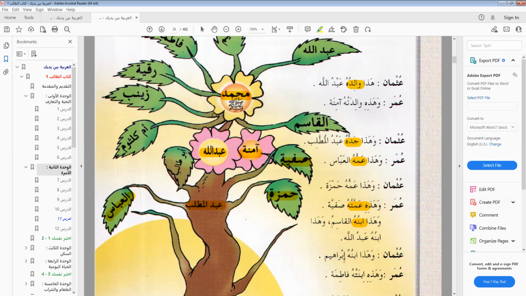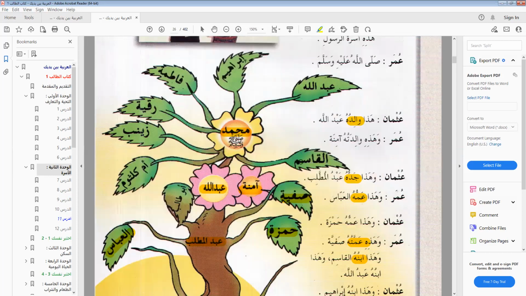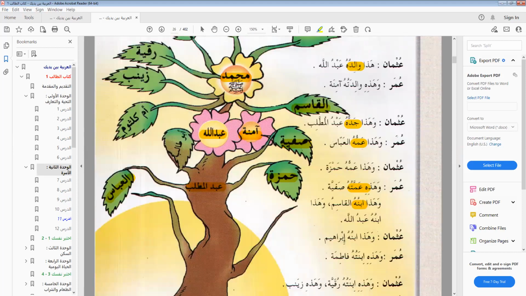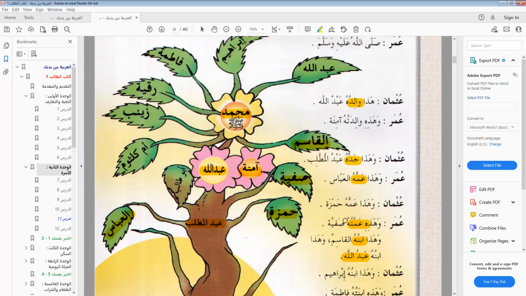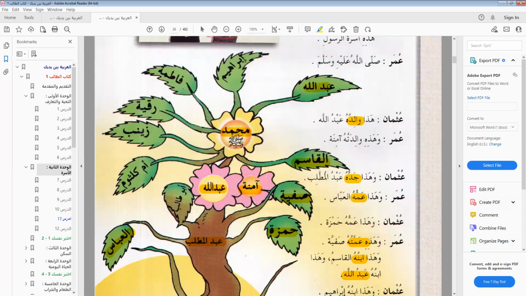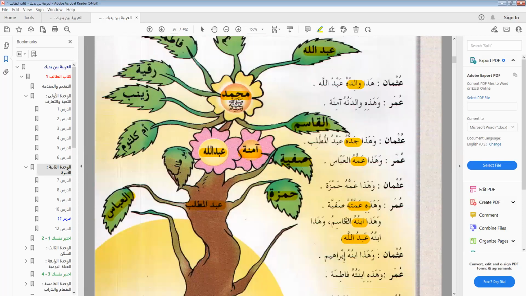Is Al-Qasim. And where's Al-Qasim? This Al-Qasim. So he's one of the Prophet's sons, Al-Qasim. And he says, Wahadha ibnuhu Abdullah. So one of his sons is also called Abdullah. And where's Abdullah? This is Abdullah. Okay? So we've seen two sons, Al-Qasim and Abdullah.